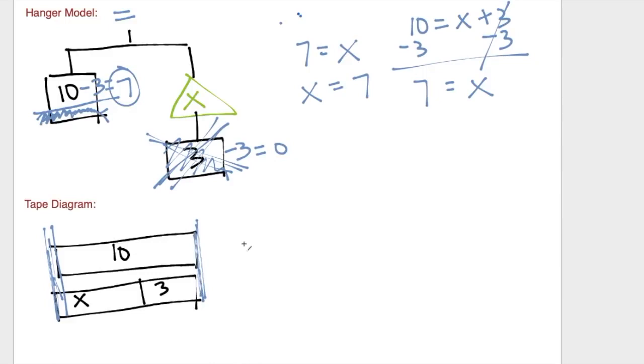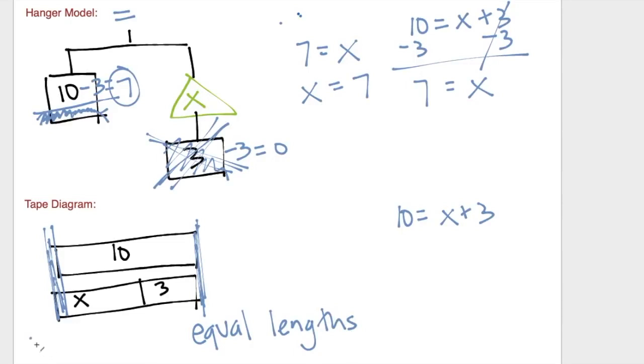Okay? So here is also 10 equal to x plus 3. So it's the length here that shows that they're equal. So the strips have equal lengths. That's what's a little bit different about the tape diagram. It doesn't have the balance thing that we were talking about before with our hanger and our scale. It's just talking about length. Okay?